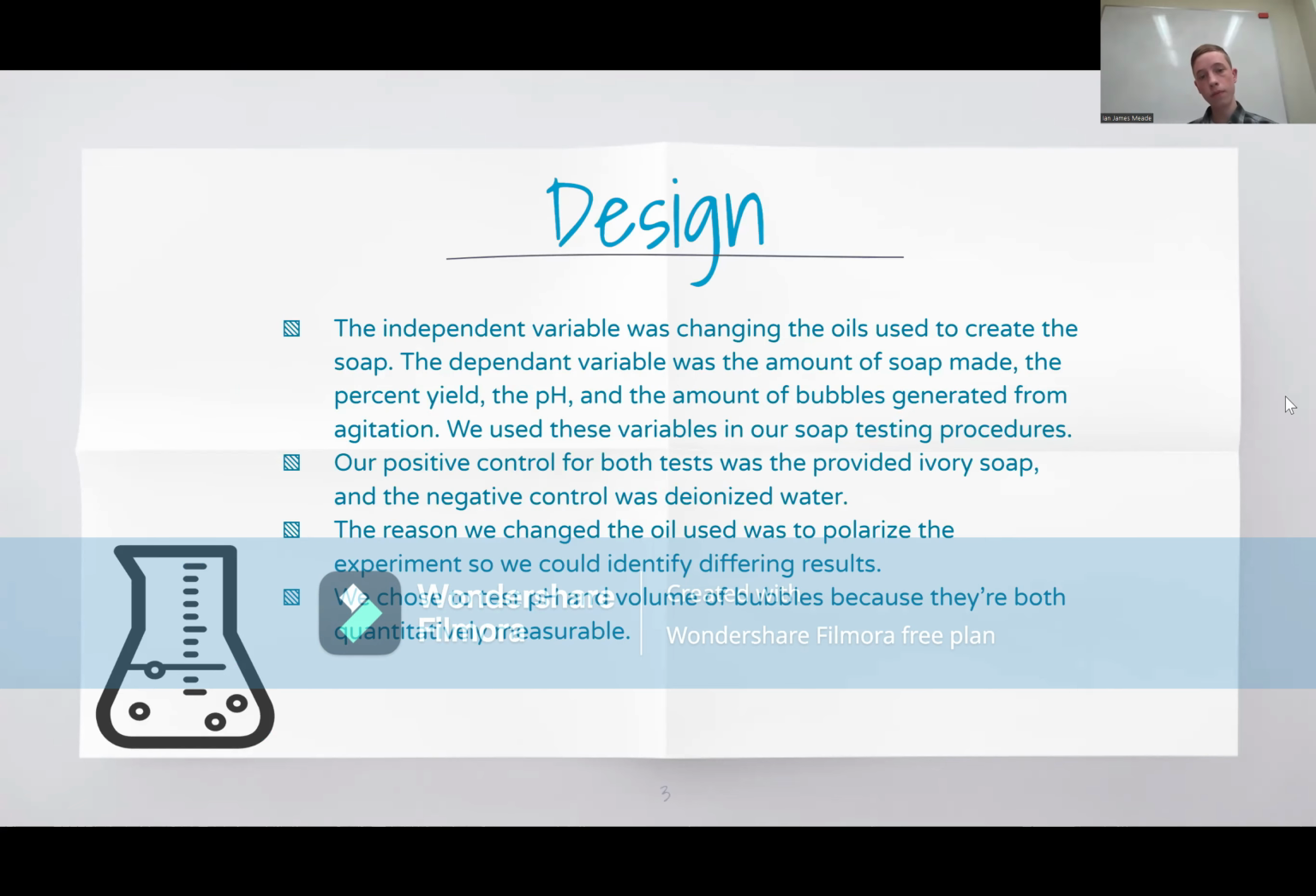The independent variable was changing the oils we used to create the soap. The dependent variables then were the amount of soap we made, the percentage yield, pH, and the amount of bubbles generated from the agitation. We used these variables in our soap testing procedures. Our positive control was the Ivory soap, and the negative control was deionized water. That's essentially our zero. The reason we changed the oils was because those would polarize the resulting soaps more than any of the other variables. And the reason we chose to test pH and the volume of bubbles is because they're both quantitatively measurable.